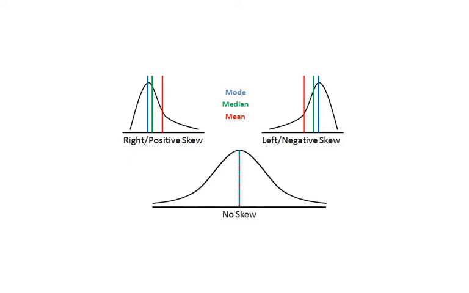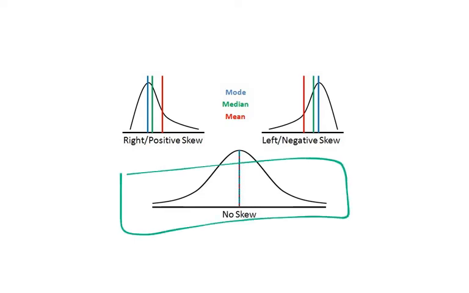So if you have no skew, you get this thing called the normal distribution curve. However, if it's weighted to the right, we have positive skew, and if it's weighted to the left, we call it negative skew. And I want you to note where the mode is. Remember, mode is the most frequently occurring number. So notice that the line for mode goes through the highest point on the curve.